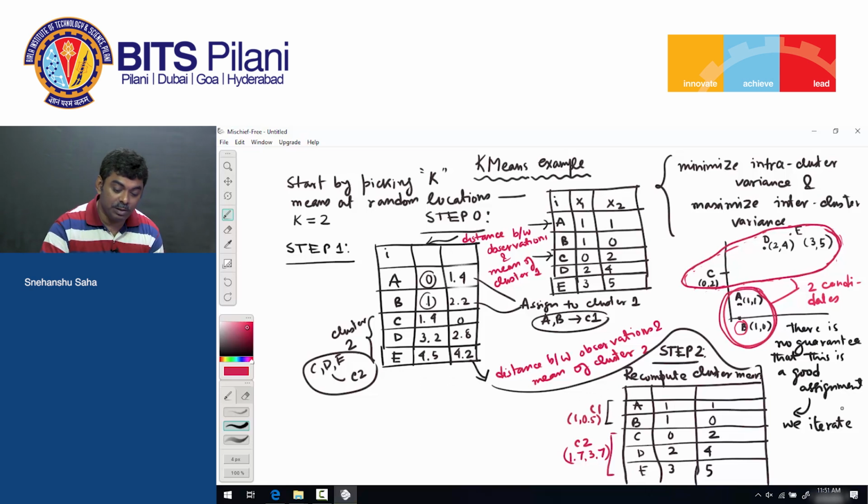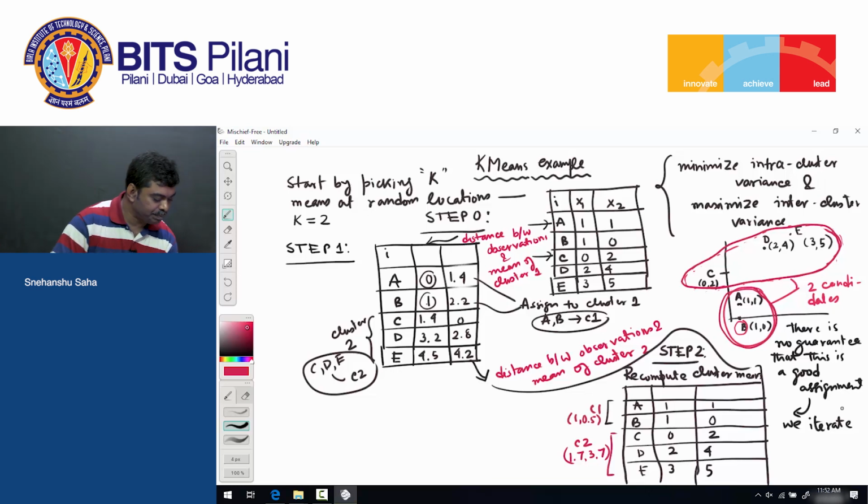Basically do the same thing. Once you have recomputed the mean, you replicate step 1. So step 1 now becomes step 3, where you compute the distance between each observation and the mean of cluster C1 and keep it in column 1. Do that in column 2, where you compute the distance between each observation and the mean of cluster 2. We know these means: the previous means were 1, 1 and 0, 2. The updated means are 1, 0.5 and 1.7, 3.7.